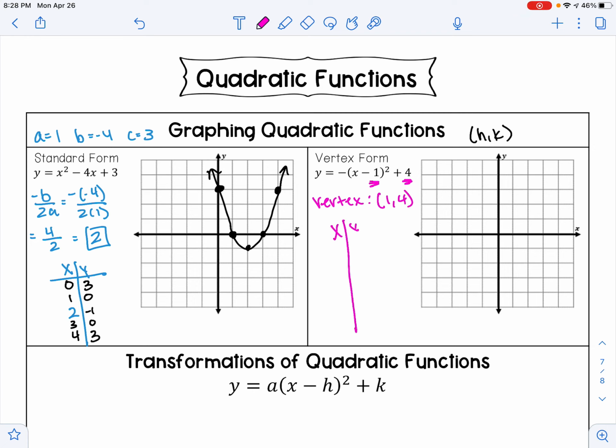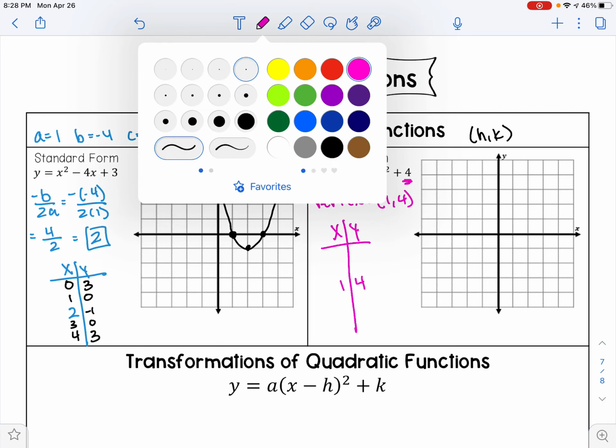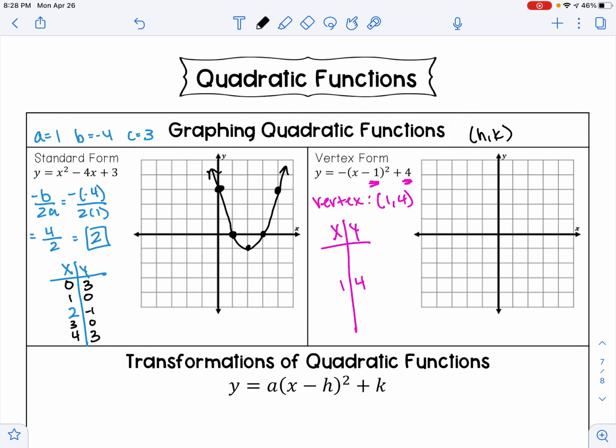So when I make my table of values, (1, 4) is going to be in the middle. Before 1 is 0, and then -1. After 1 is 2, and then 3. So now I'm just going to calculate these other numbers using my calculator.